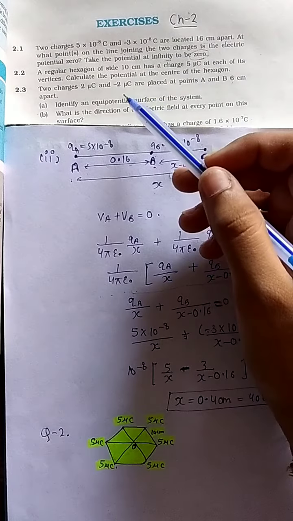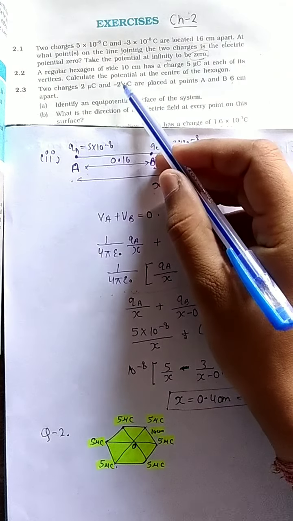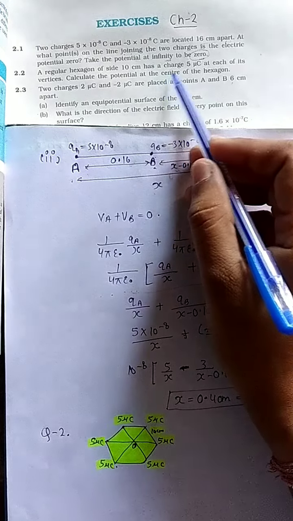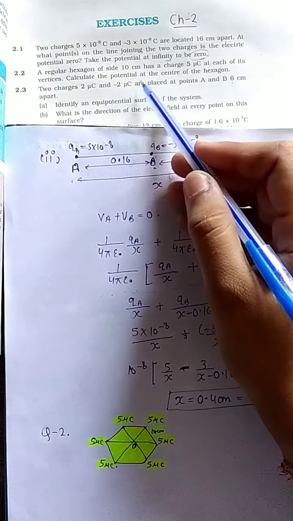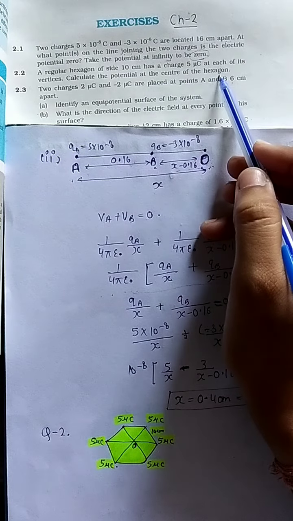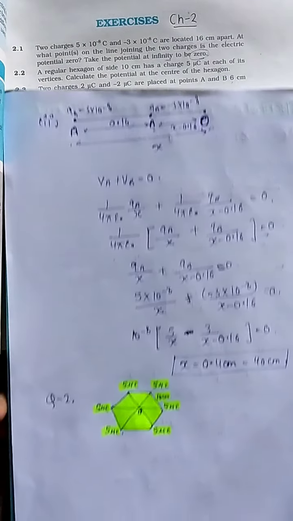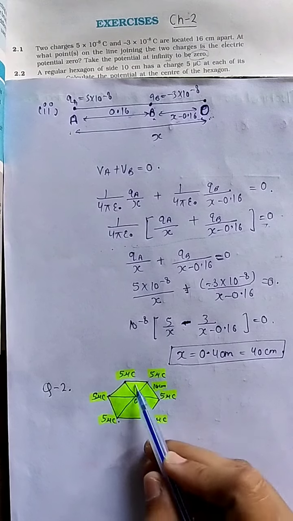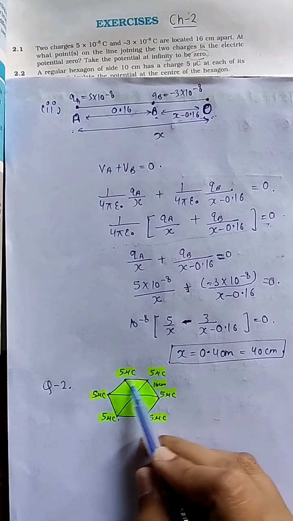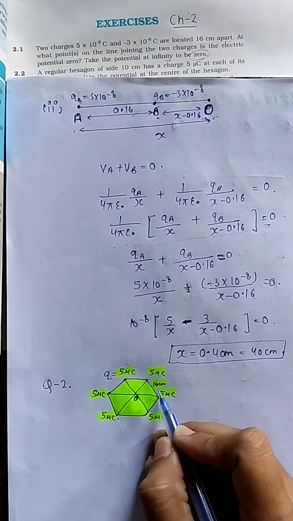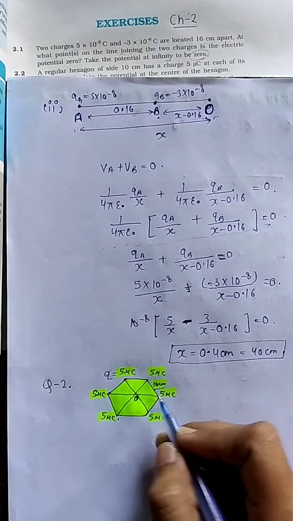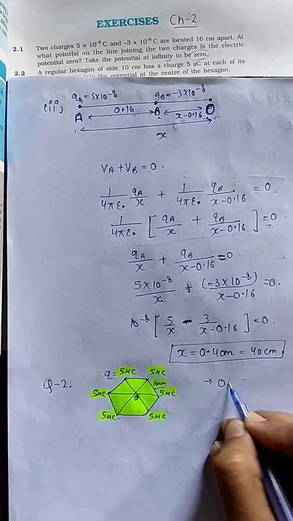Now the next question is, a regular hexagon of side 10 cm has a charge 5 mu coulomb at each of its vertices. Calculate the potential at the center of the hexagon. It is given in that question that on each vertex 5 mu coulomb charge is placed and the distance of the side is 10 cm. Convert it into meter, we get 0.1 meter.